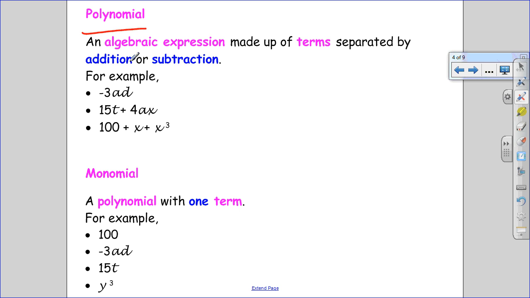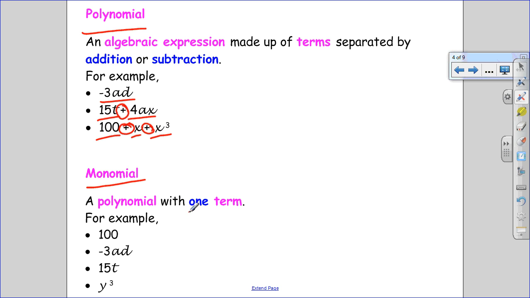Polynomials are algebraic expressions made up of terms separated by addition and subtraction. So if I look at negative 3ad, that's one term. 15t plus 4ax has two terms. You'll see one sign. 100 plus x cubed has three terms. There are two signs separating them.